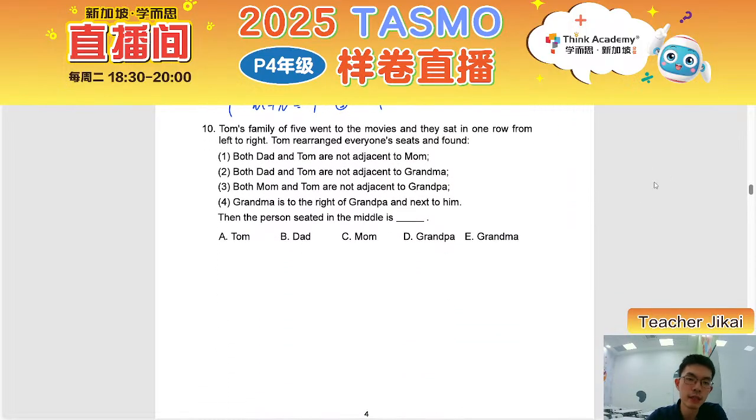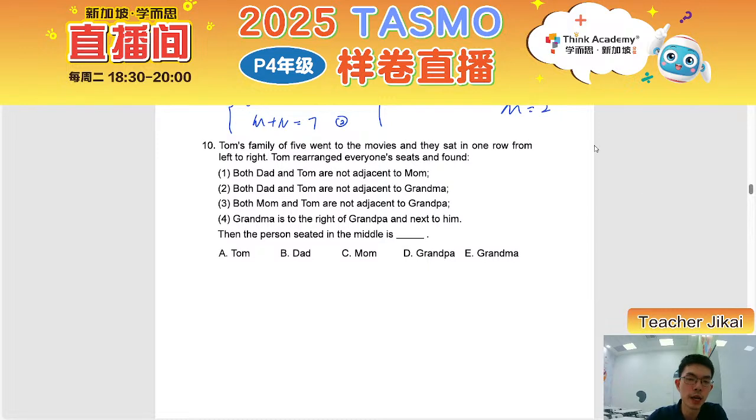Alright, the 10th question is about something about the logic. So I think this question is the hardest inside the MCQ questions. The only challenging one should be like this. Okay, so Tom's family went to a movie. And they're sitting in a row from left to right. Tom arranged everybody's seats and found they have so many criteria.